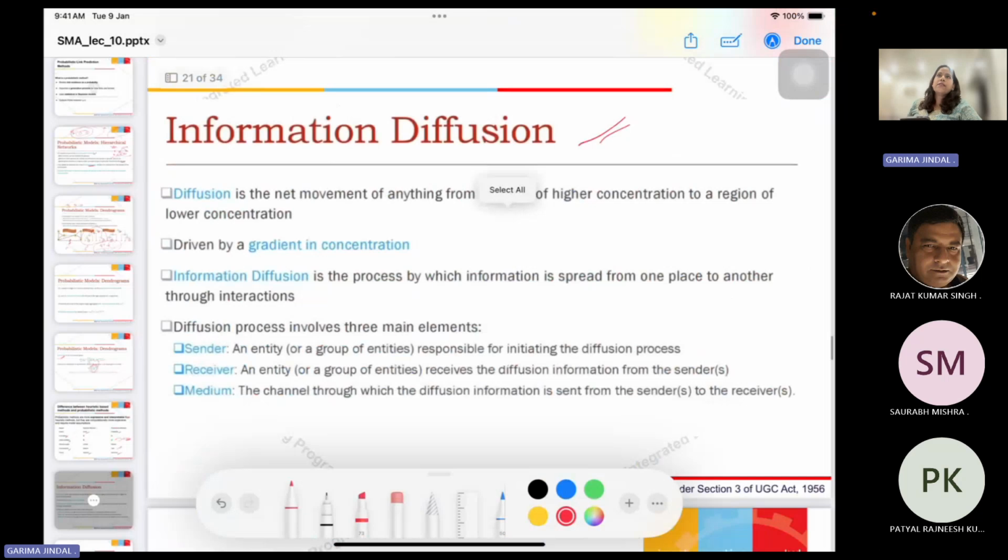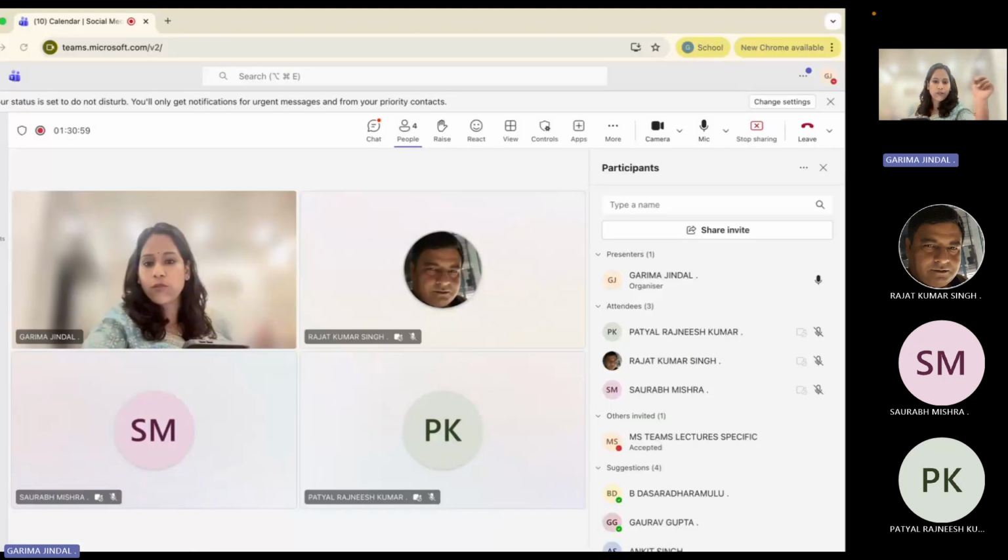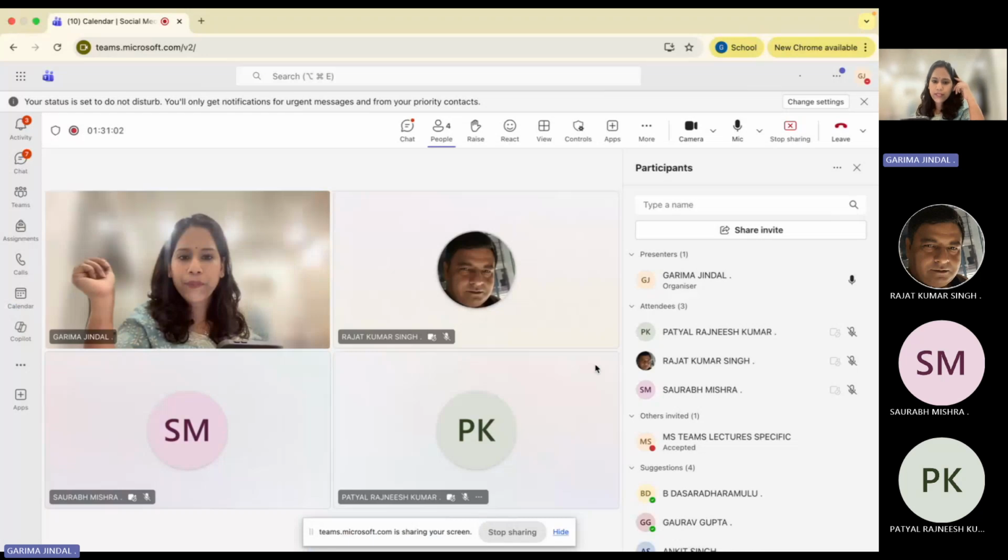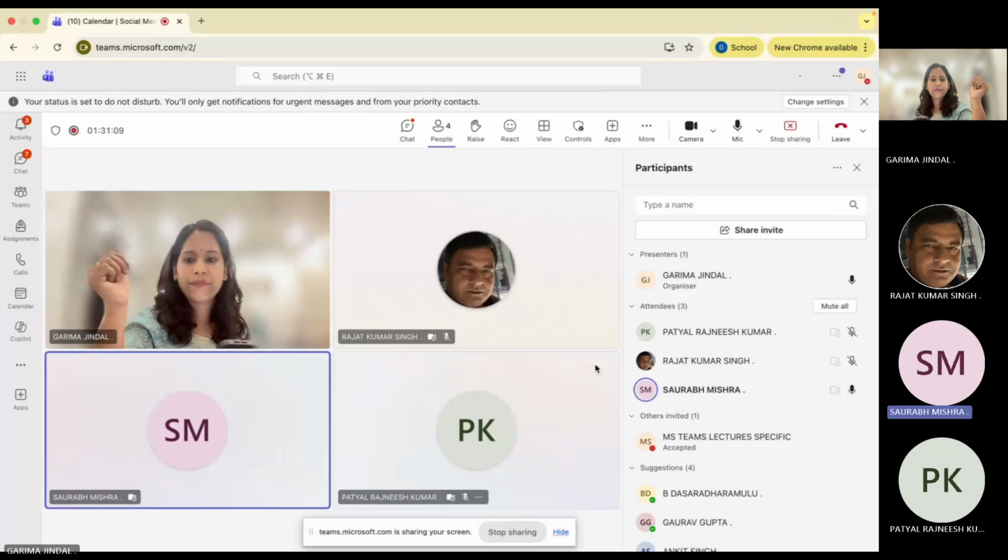In today's lecture, we won't be going into the algorithmic details of this topic, but we are going to have a high-level discussion on information diffusion. Then in tomorrow's lecture, we are going to cover the algorithms for information diffusion. So first of all, what is information diffusion? Anyone want to answer? What do you think is information diffusion in the network? Spreading of information throughout the network.